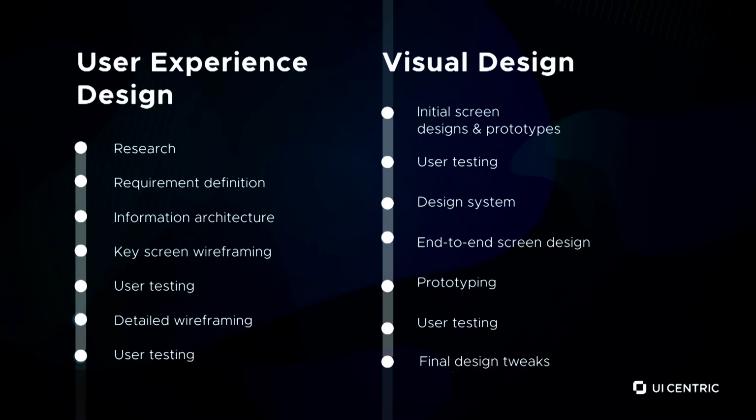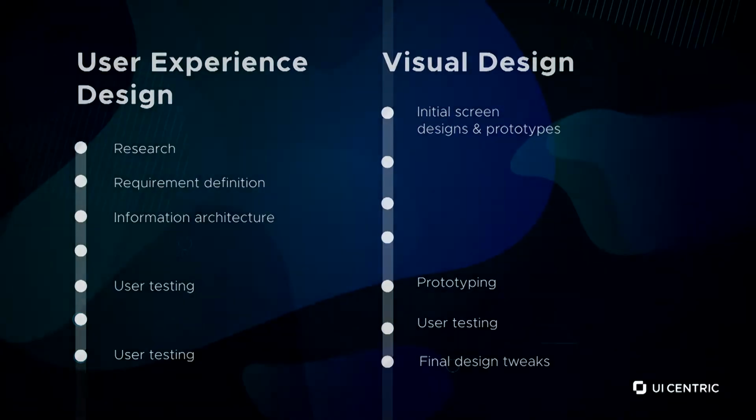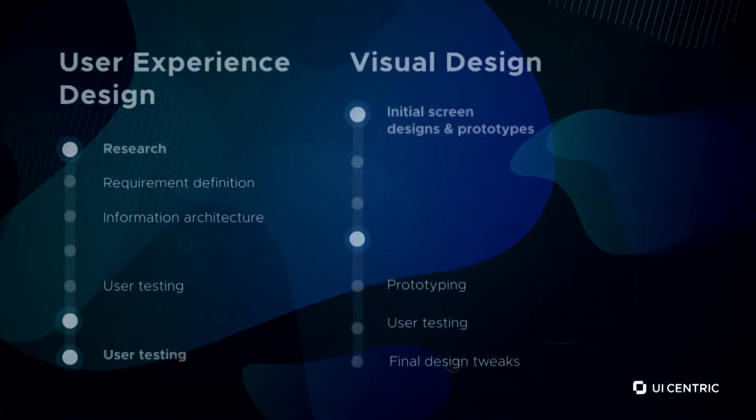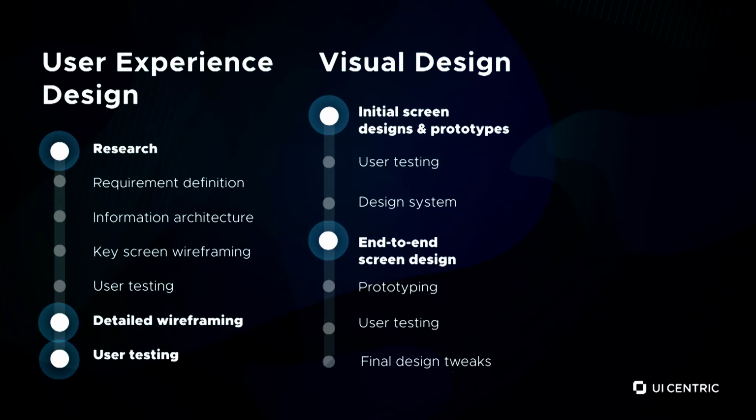Now, if we break down user experience design and visual design workflows, you can see there's lots of activities that I'm not going to go into detail about, typical things that we would do when designing a product. But what I want to do today is just focus on 8 areas that I've highlighted that I feel don't get the time and attention they warrant, and those are the things that I want to talk about today. And they sit in the research piece, some of the detailed wireframing and user testing, the initial screen design and end-to-end screen design, and then 3 other areas which aren't even on this laundry list of typical activities that, again, I don't feel have been given due care and attention in the past.